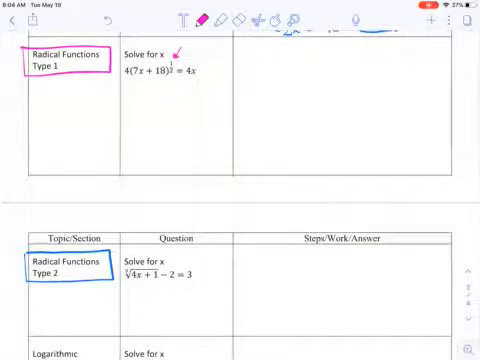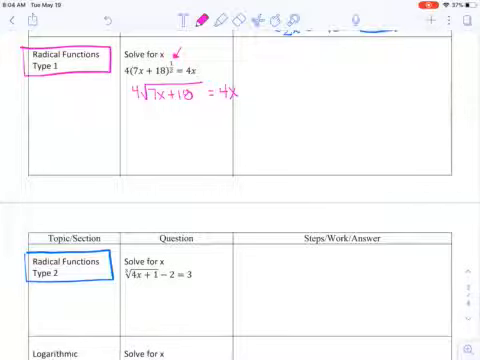So the problem we are doing here is 4 times the square root of 7x plus 18 equals 4x. And so remember, the first thing you want to do is isolate the variable. So not the variable, isolate the radical. So get the square root package, so to speak, get that by itself. And so what does that mean I need to get rid of? The 4 out in front.